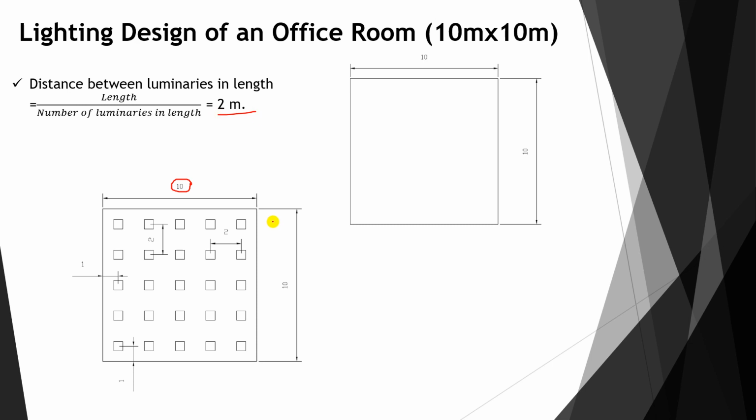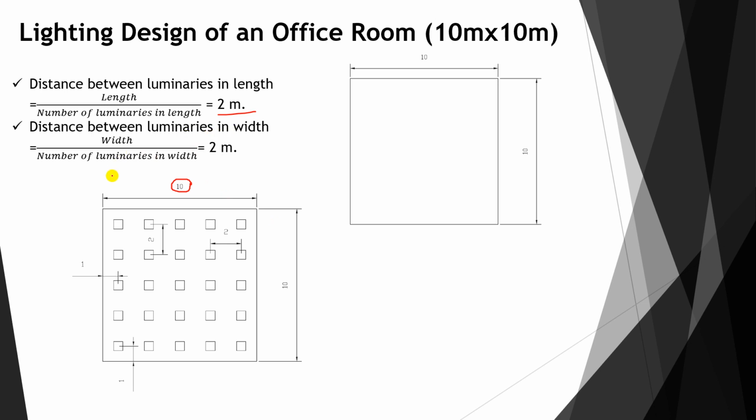Distance between luminaires in width is width divided by number of luminaires in width. Since they are the same, it will give us also 2 meters. So what does this mean? It means distance between each luminaire is 2 meters. Here also 2 meters. Here we will have 2 meters and here we will have 2 meters. Now we would like to get x here and this x. So 2 plus 2 plus 2 plus 2 gives us 8 meters, right? And the total is 10 meters.